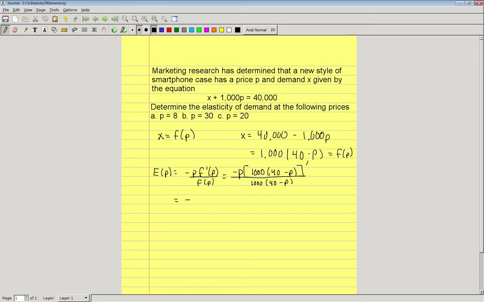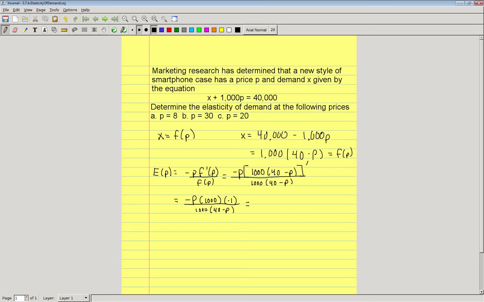Okay, now we have negative P. We want to take the derivative of the function in the brackets here. 1,000 is just a constant multiple, so that comes down next, and we're left with the derivative of 40 minus P, which is just going to be negative 1. As we have negative 1 times P. And then we divide by 1,000 times the quantity 40 minus P.